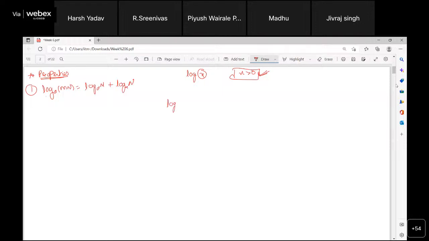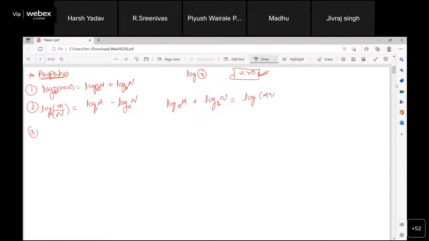The base should be the same. It is not like log base 10 of m plus log base 2 of n, you cannot write it like log of mn. Here also a, here also a, here also a. So the base should be the same. Now the second property is log of m by n to the base a, that is log of m to the base a minus log of n to the base a.